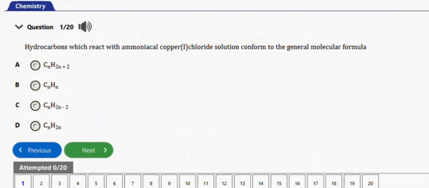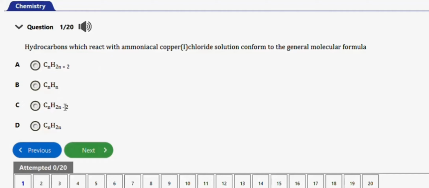In this video, we are going to learn how to solve these chemistry problems under alkanes. So guys, we have about 18 to 20 questions to practice in this video. Let's get started. The first question says hydrocarbons which react with ammoniacal copper(I) chloride solution conform to the general molecular formula. So the right answer will be this option C.